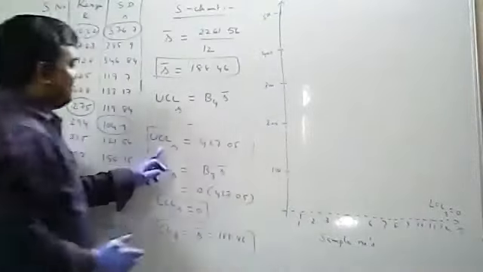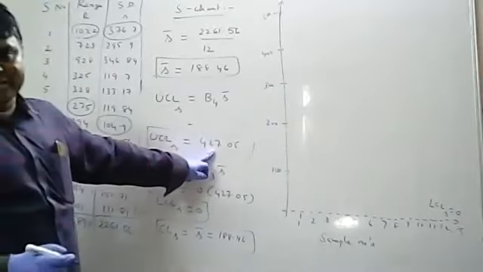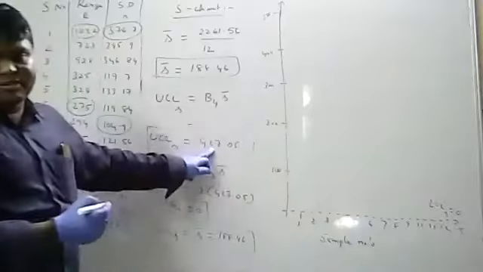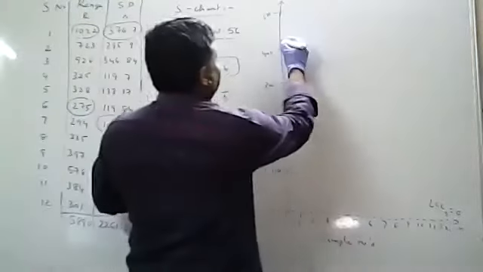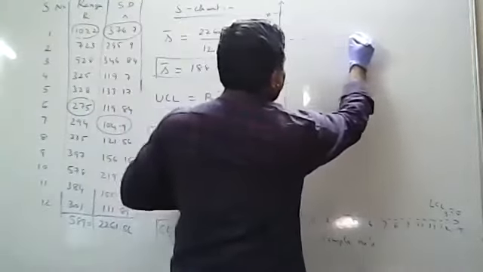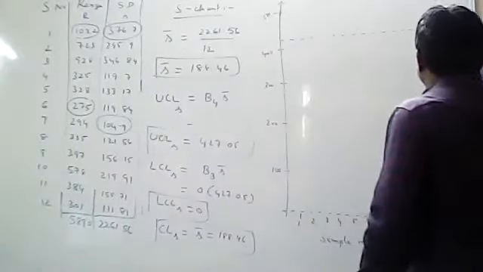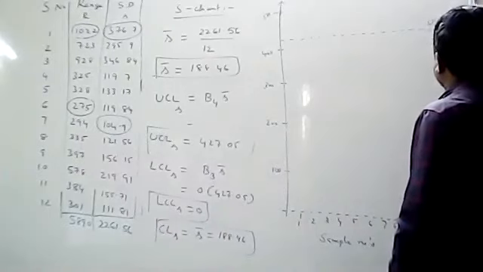So first I will identify UCL. UCL is 427.05, and UCL is always drawn as a dotted line. So 427 roughly you can identify. You can draw a dotted line. So this is UCL S equal to 427.05.